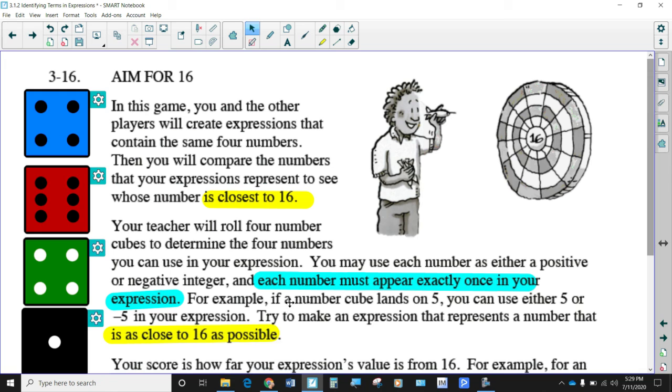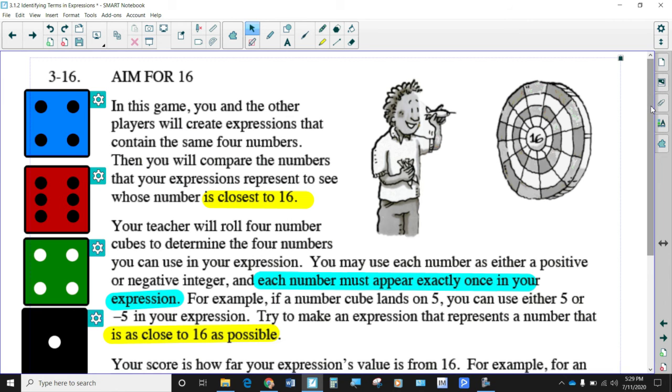Now, it does say here, if a number cube lands on 5, you can either use 5 or -5 for your expression. The -5 is kind of like if you were subtracting a 5. So it's kind of like I could call that a -4 and this a +4, because if I said 4 minus 4, then that becomes a -4, right?